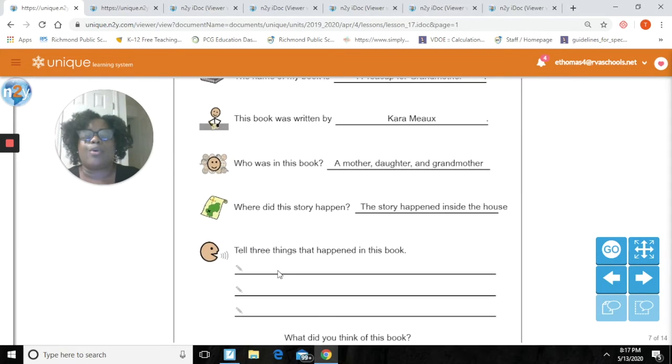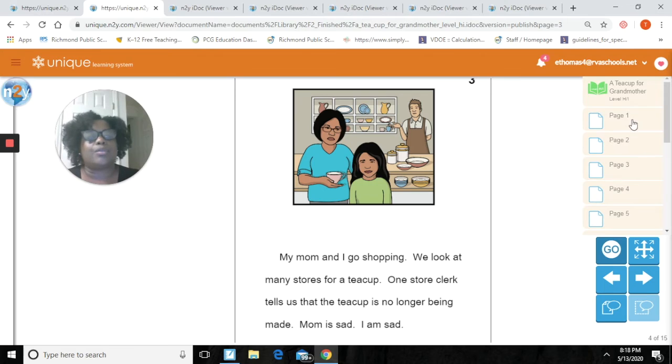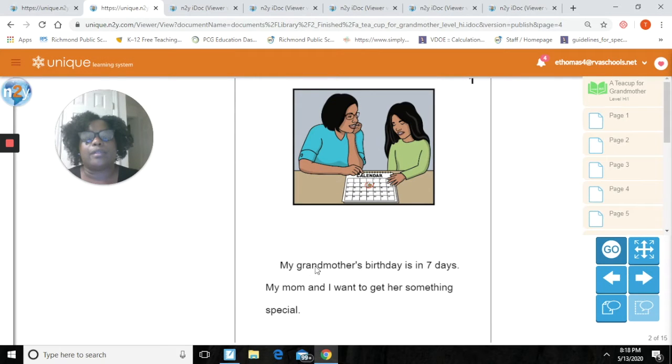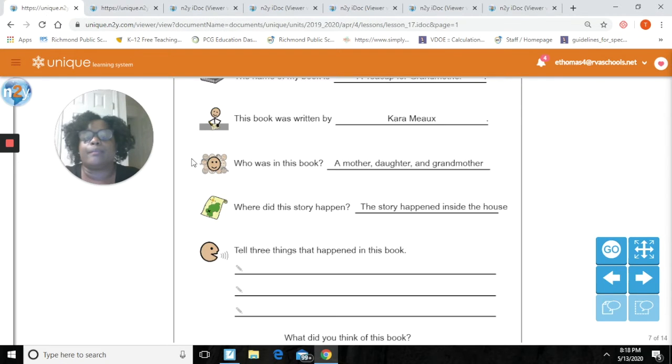It says tell three things that happened in this book. Now you know that there were many things that happened in this book, but I'm going to take the time and pull out three things, okay? All right. So if we go back and look at our story on page 1, what do we find here? She said, it's my grandmother's birthday in 7 days, and my mom and I want to get her something special. So we can see here that this is one very important event, right? Okay? So we're going to indicate that on here.